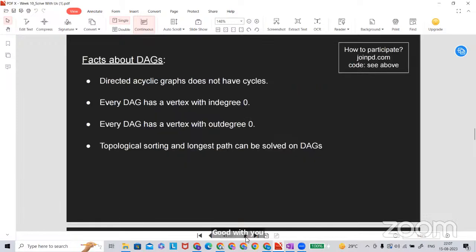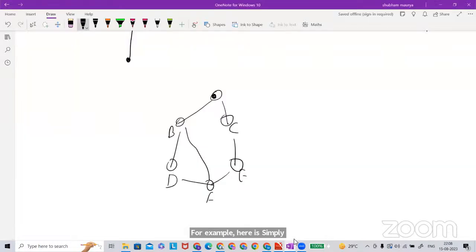So the next problem is on the DAG and topological sorting. What is a DAG? Directed acyclic graph. Directed means the direction is given. Acyclic means that the graph will not contain a cycle. So a directed graph which does not contain a cycle, in that case you can call it a DAG. For example, here is simply a directed tree. That is a DAG.